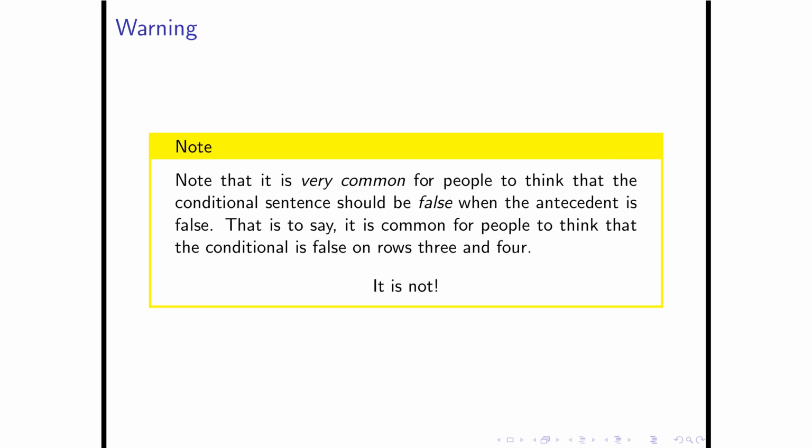So again, because these can be quite slippery things, and in my experience teaching this material, lots of students, myself included, I think when I initially studied this stuff, did not quite understand this. And so I want to just make another note that if the antecedent is false, the conditional is still true, right? So I'm kind of just repeating what I've already said. A lot of people make the mistake of thinking when the antecedent is false, the conditional should be false, but that is not true.